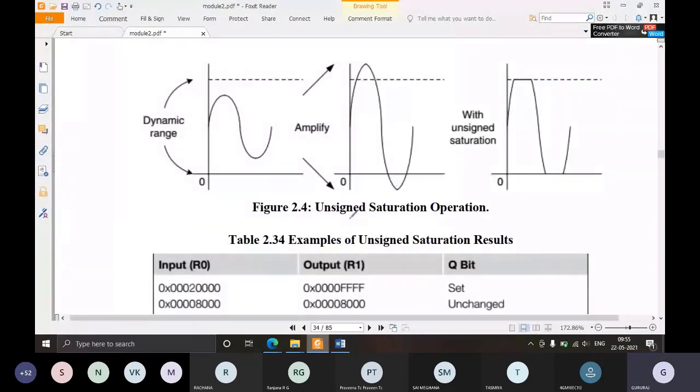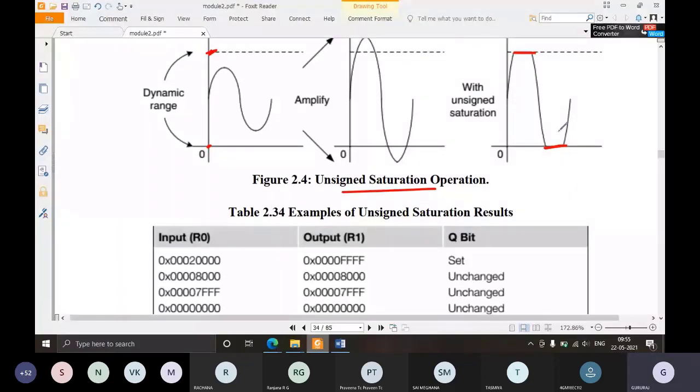So next we'll talk about unsigned saturation. Same concept, but here we are not considering negative numbers at all. You can see the range here. It is starting from 0 and it will go to some maximum value. It will not go to the negative part; there is no negative part. The minimum value is 0 and the maximum value will be decided by the number of bits you take to represent the number.